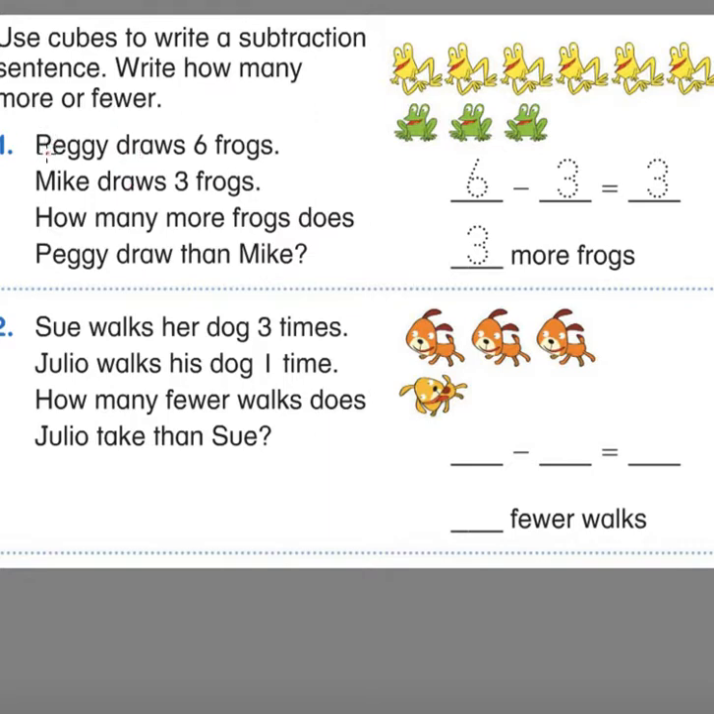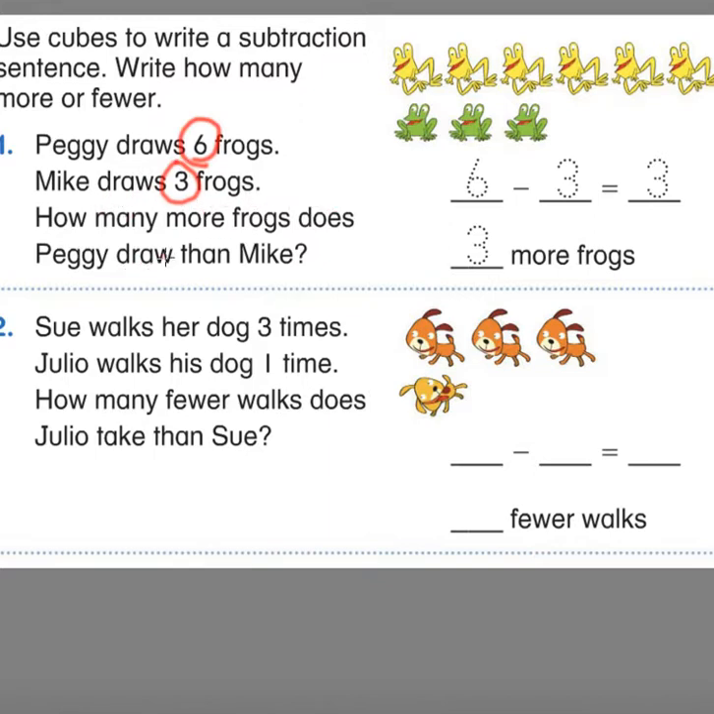So first we're going to read the story, and we're going to make sure we listen for all the really important information. So Peggy draws 6 frogs. So we heard something really important, and that's the number 6. So make sure you circle that. Okay, next, Mike draws 3 frogs. We heard something else important. Let's make sure we circle it.